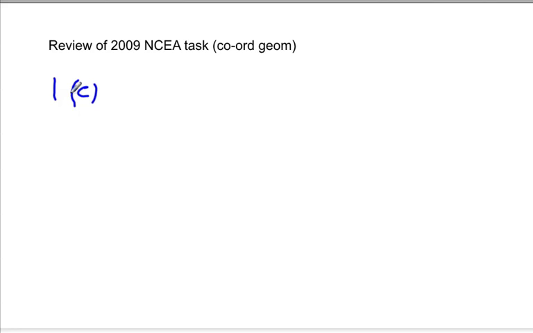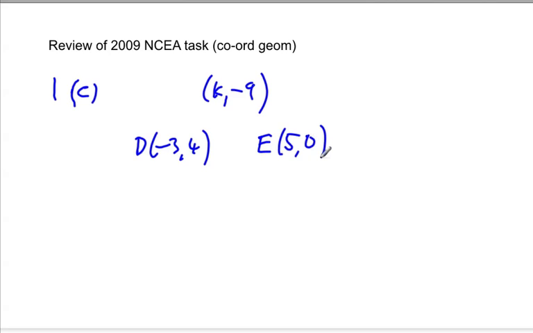Now, let's have a look at this then, because the question says point (k, -9) lies on the line drawn through DE. Now, D is (-3, 4) and E is (5, 0). So (k, -9) is on the line going through DE.